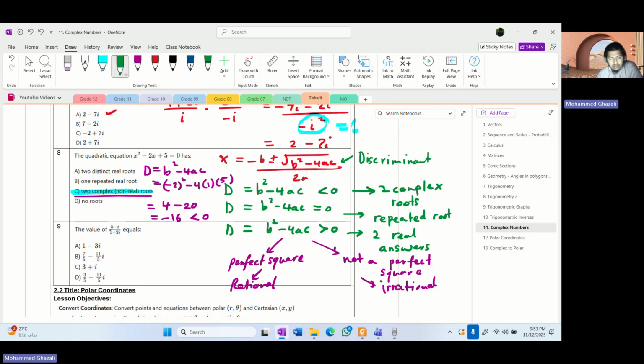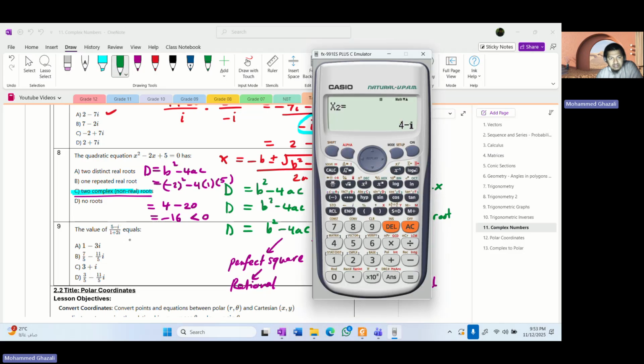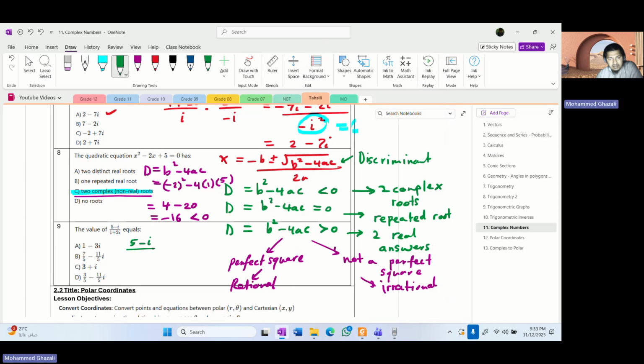And the last question you can solve on your own. I'm just going to put it on the calculator. Okay, let's just solve it. 5 minus i over 1 plus 2i. You're going to multiply by the conjugate, 1 minus 2i, and 5 plus i. So multiply everything out. This is 1 minus 4i squared. i squared is negative 1, so plus 4.